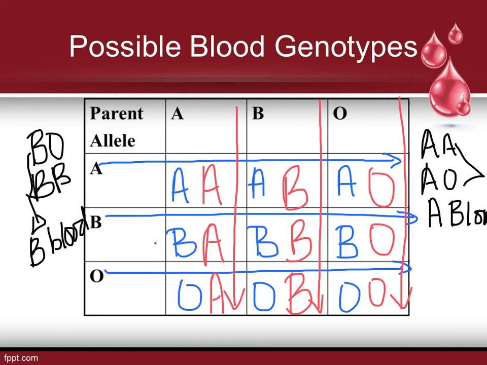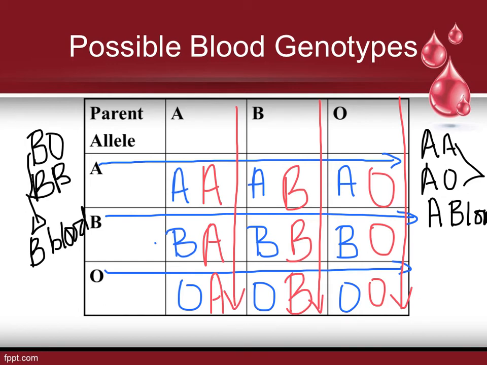Now really quick, BA and AB, exact same thing. It's like saying 3 times 5 is 15 and 5 times 3 is 15. The outcome is going to be the same even if you flip the numbers around. So in genetics, even if you flip the letters around, BA is still technically AB blood type.